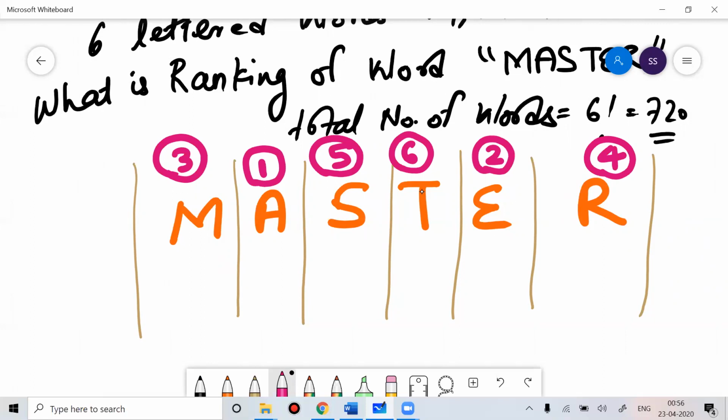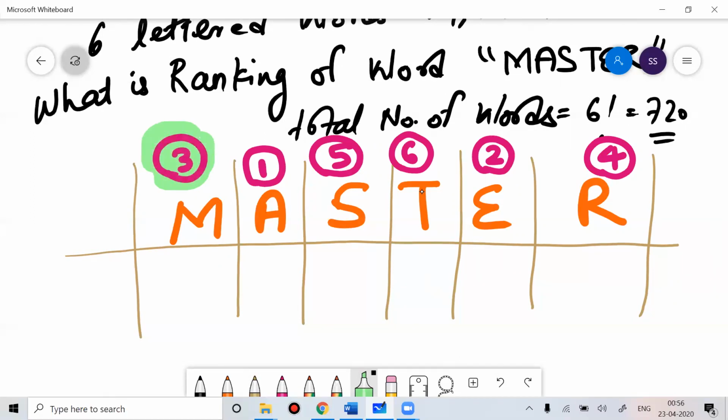So what you can do here? Once you're done arranging them in dictionary form, now start with the first letter. So your first letter is M. And the number you assign to M is 3. Okay. Now what you do? Now see right hand side. This is your right, and this is your left.